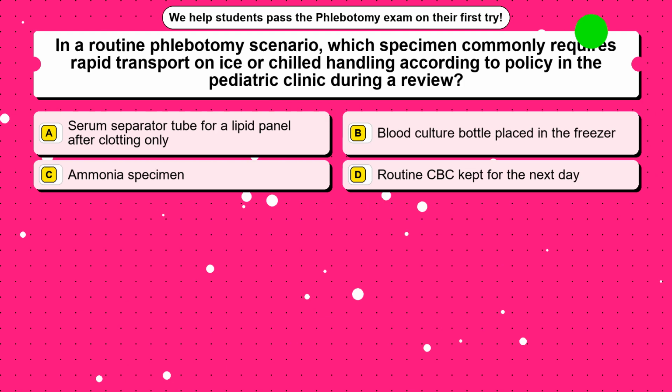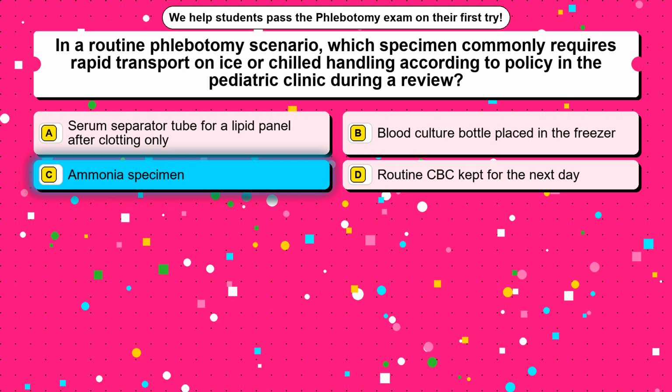Question 67. In a routine phlebotomy scenario, which specimen commonly requires rapid transport on ice or chilled handling according to policy in the pediatric clinic during a review? Option A. Serum separator tube for a lipid panel after clotting only. Option B. Blood culture bottle placed in the freezer. Option C. Ammonia specimen. Option D. Routine CBC kept for the next day.